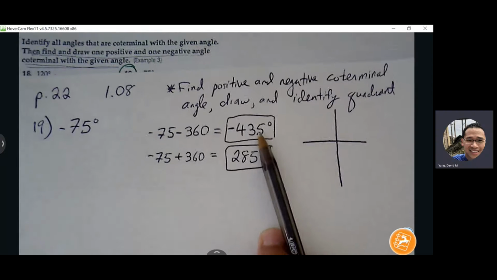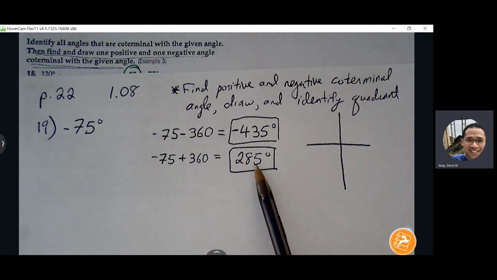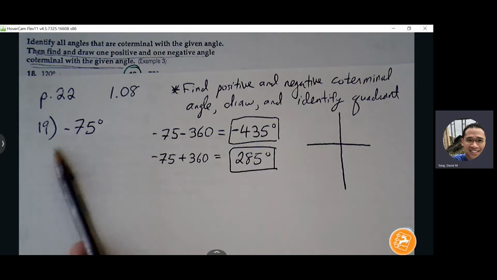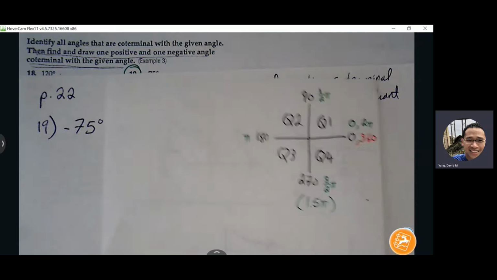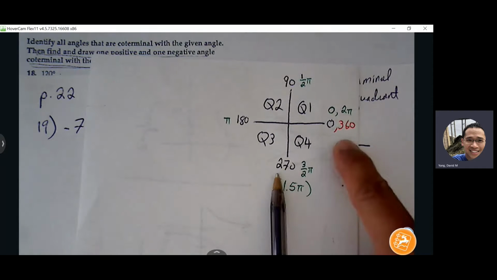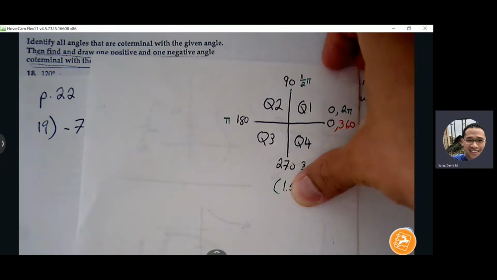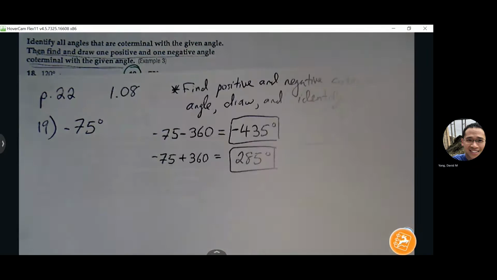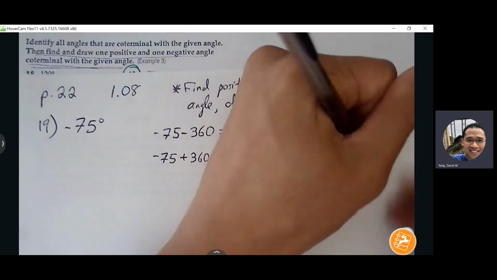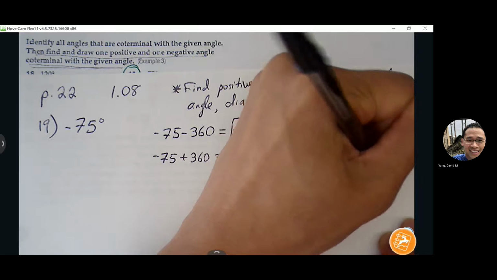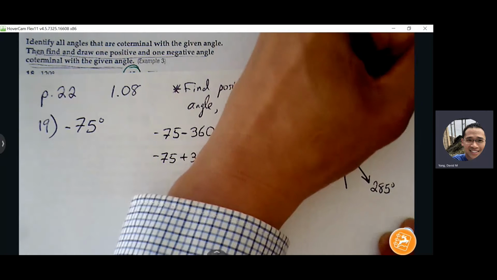So I have a negative coterminal angle. I have a positive coterminal angle. These are all the same measures as -75, just a different rotation around the circle. 285, which quadrant is that in? Fourth, right? You see 270 is down here, 360 is here. Clearly between 270 and 360. So just go ahead and put that angle measure there. And just call it quadrant 4.